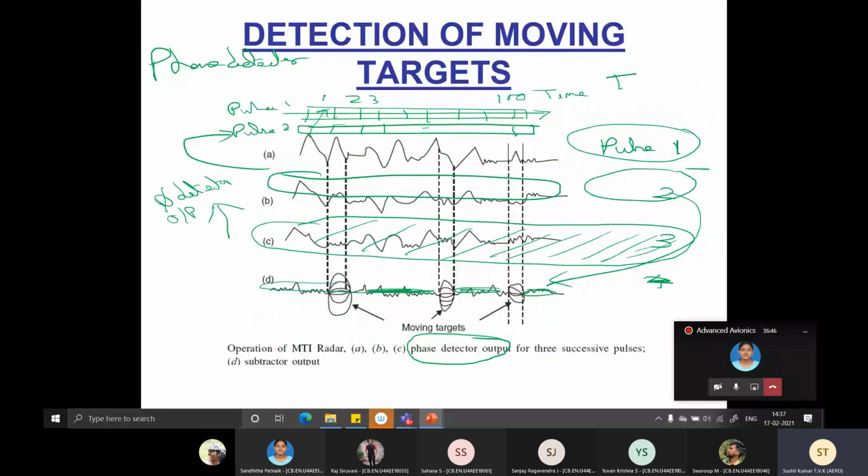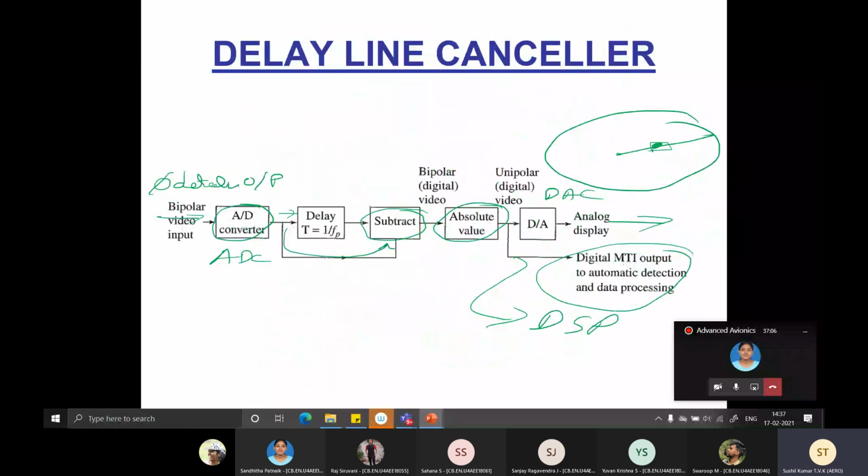Then for the next pulse, I'll have another 100 data points. So respective data points, I just subtract. For moving targets, there's going to be a drastic difference, and whenever there is a difference, I declare it as a valid target. This process is called a delay line canceller because I'm delaying by one time period t, and then subtracting both pieces of information.